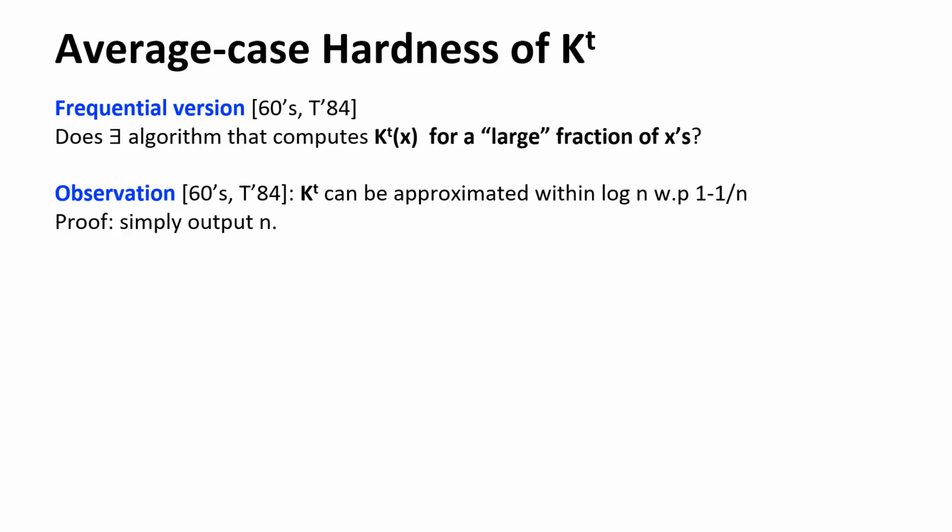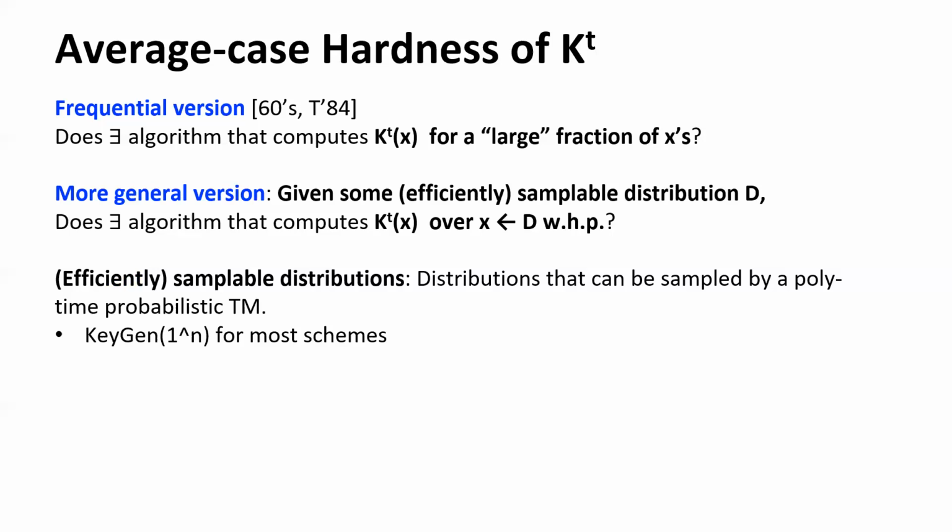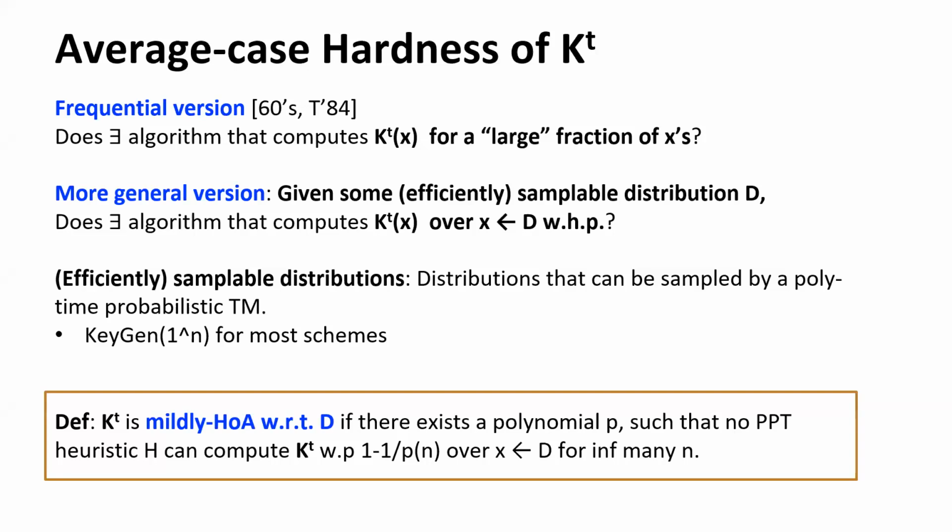And of course, we can ask a more general version of this question. Given some efficiently sampleable distribution D instead of the uniform distribution, do we have an efficient algorithm that computes KT over strings drawn from the distribution? And now I'm ready to introduce the hardness condition that we need. We say that KT is mildly hard on average with respect to some distribution D if there exists a polynomial P such that no PPT heuristic H can compute KT of x with probability 1 minus 1 over P for strings sampled from D, for infinitely many n. All right, this is what we need.